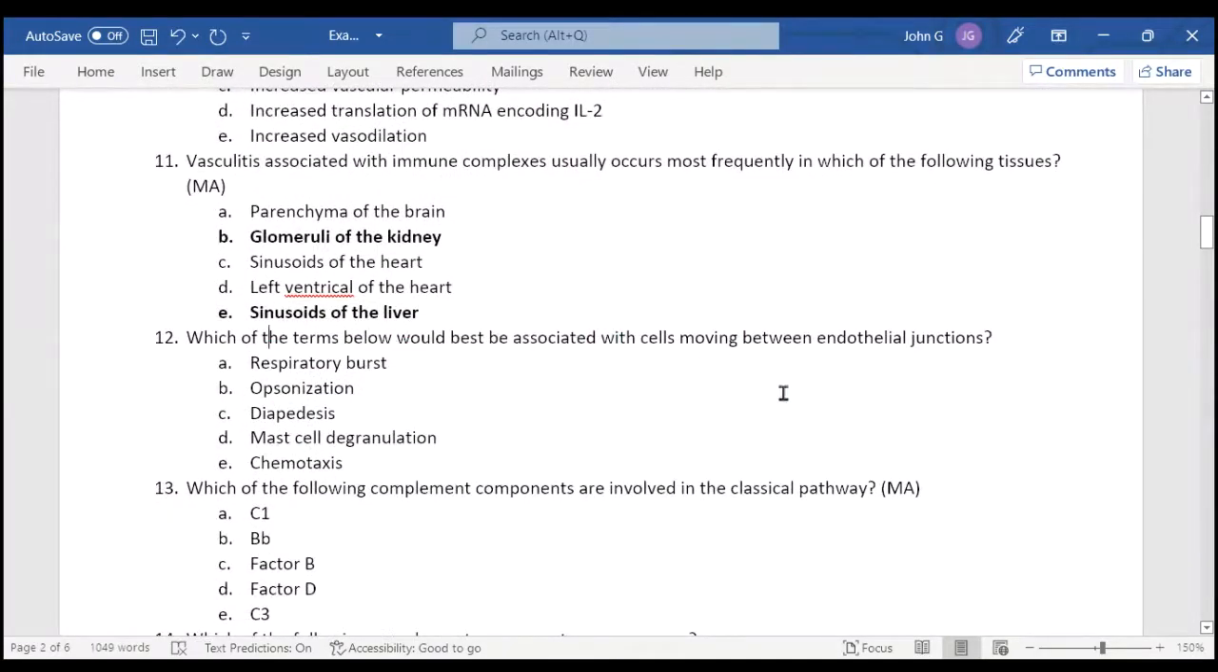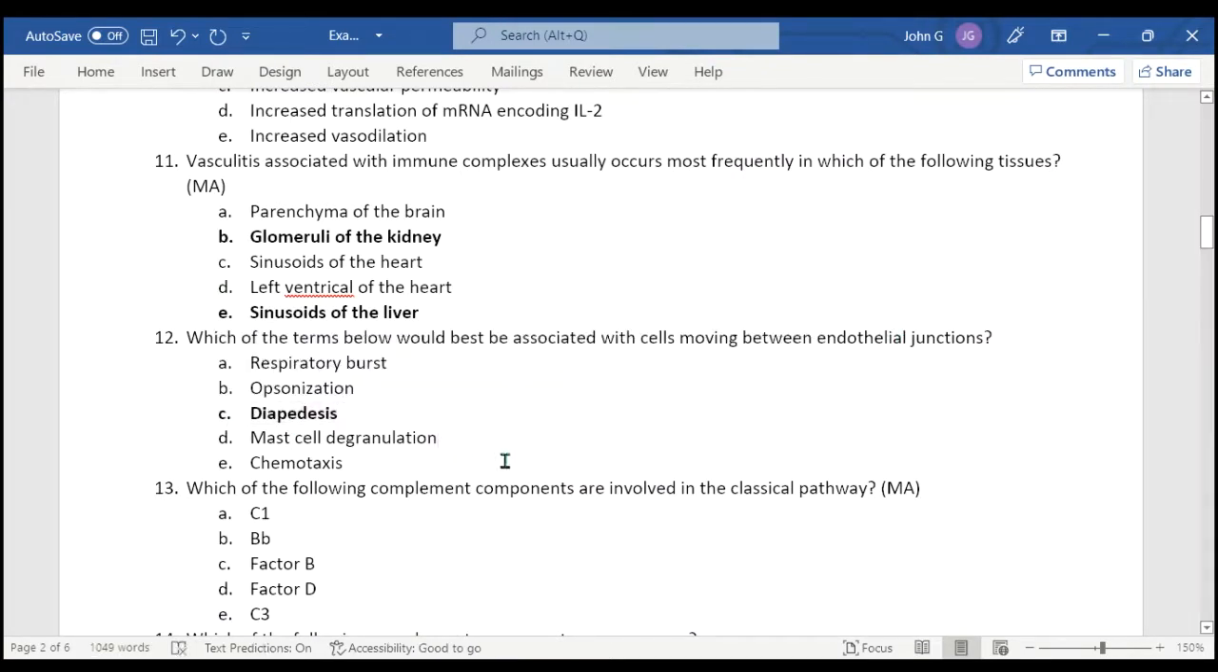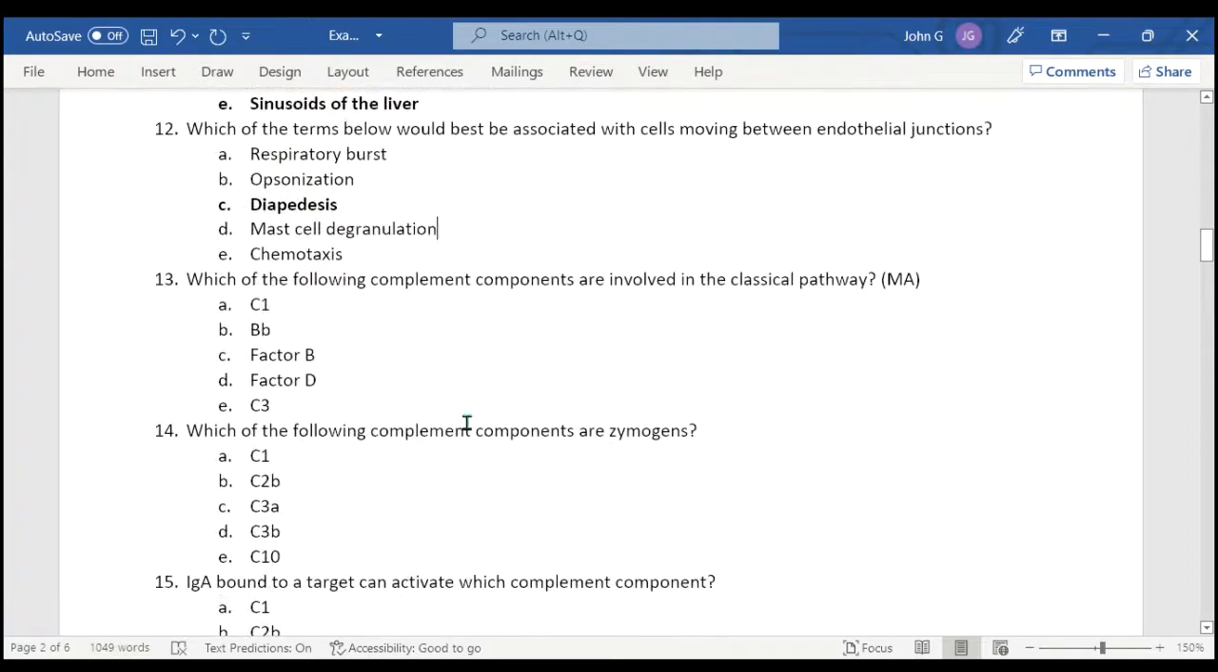Which of the following terms below would best be associated with moving between endothelial junctions? That's going to be diapedesis. That's when cells move between endothelial junctions. Okay, all these other ones have nothing to do with that. Okay, and then there's a bunch of complement questions. So if you didn't study complement, you should have studied complement.